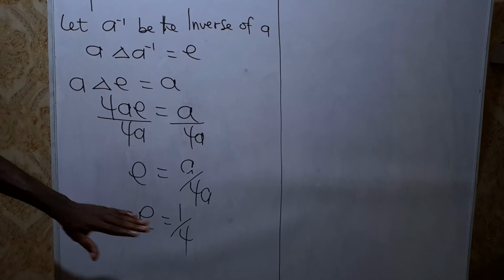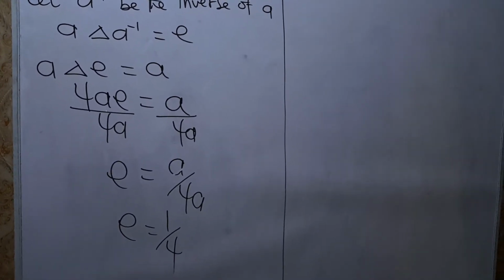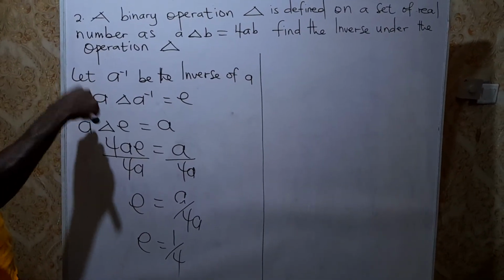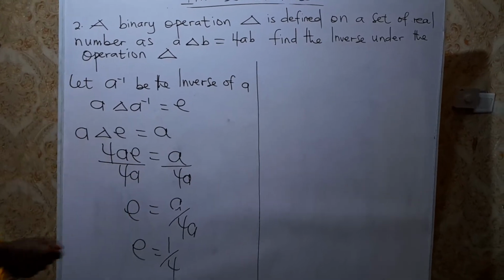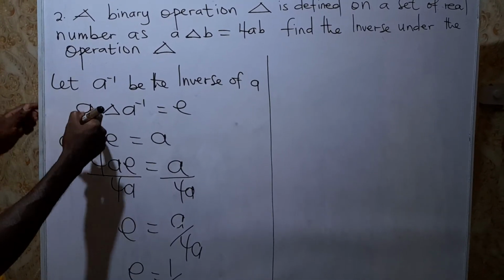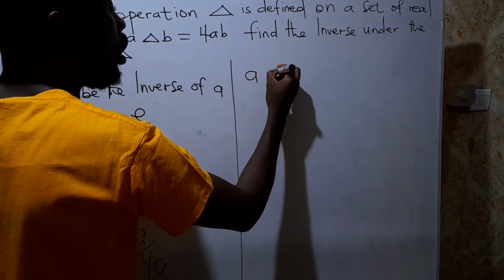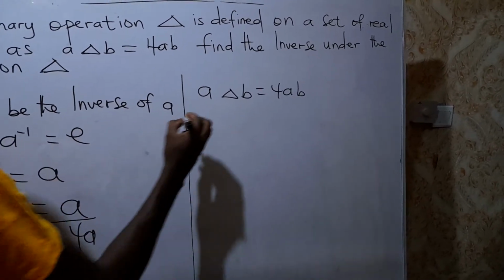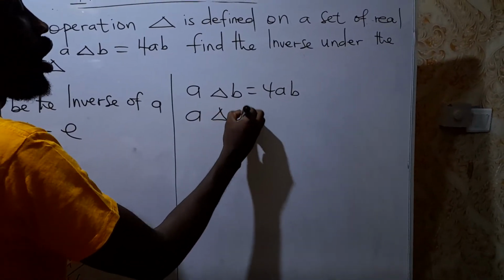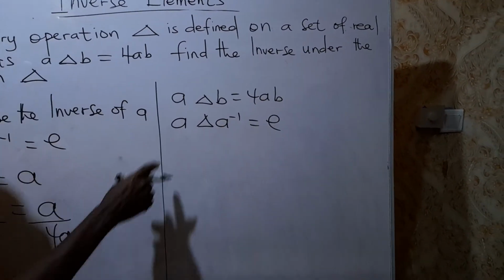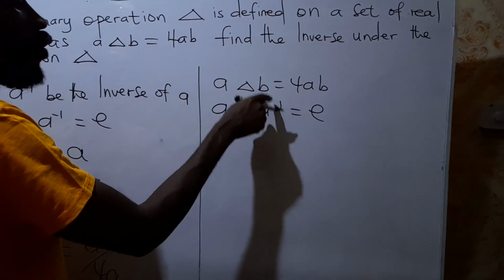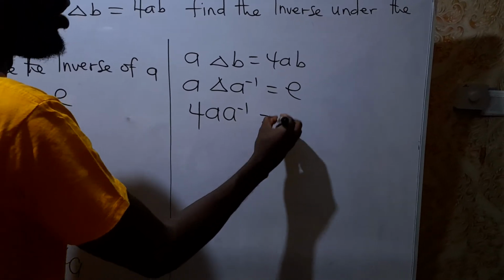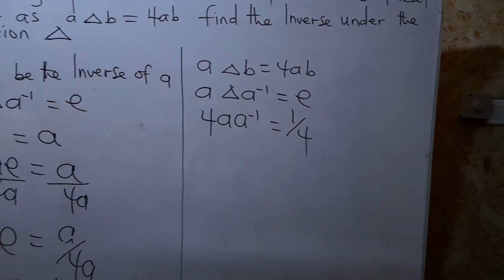However, our concentration is not on the identity element. We need the inverse element. So now that we find the inverse element, we said that when the inverse element is combined with the element whose inverse it is, it gives the identity element. So remember, A delta B is equal to 4AB, and A delta A inverse will give us the identity element. It means that we just substitute A inverse in place of B. So we have 4A times A inverse, and it will give us the identity element, 1/4.